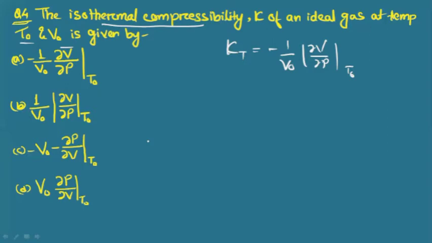Next is isothermal compressibility, right? So isothermal means temperature is constant. In that case, there is no change in what?